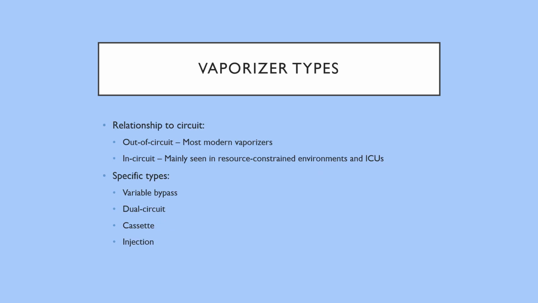So now that we've talked about some of the concepts related to vaporizers, we'll go over the vaporizer types. There's two ways to describe vaporizers. The first is in relationship to the circuit: either out of the circuit or in the circuit. Most of our modern vaporizers are out of circuit, but in-circuit vaporizers are still seen mainly in resource-constrained environments and in the intensive care units. As to the specific types, you have variable bypass, dual circuit, cassette, and injection.